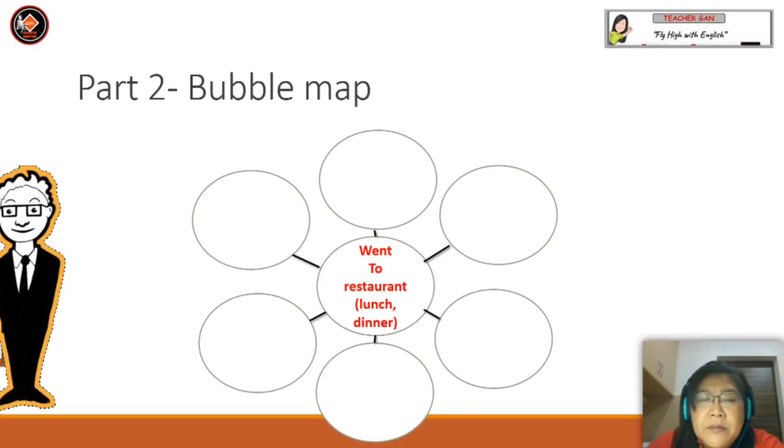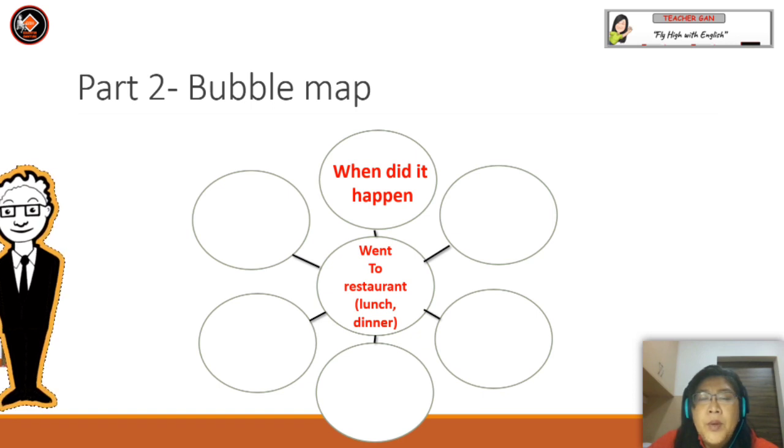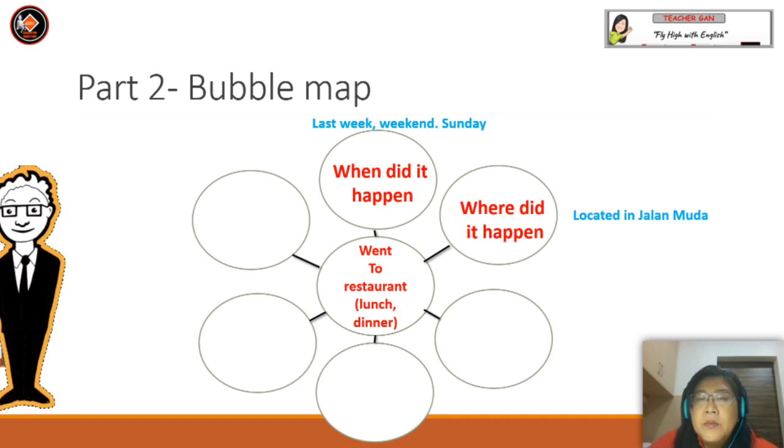Let's look at the bubble map. So the topic will be in the middle, where you have, such as, went to a restaurant, it can be for lunch or dinner. When did it happen, you can write last week, weekend or Sunday, or even give a date. And then where did it happen, so you can name a place, maybe in a shopping mall, or the restaurant is located in Jalan Muda.